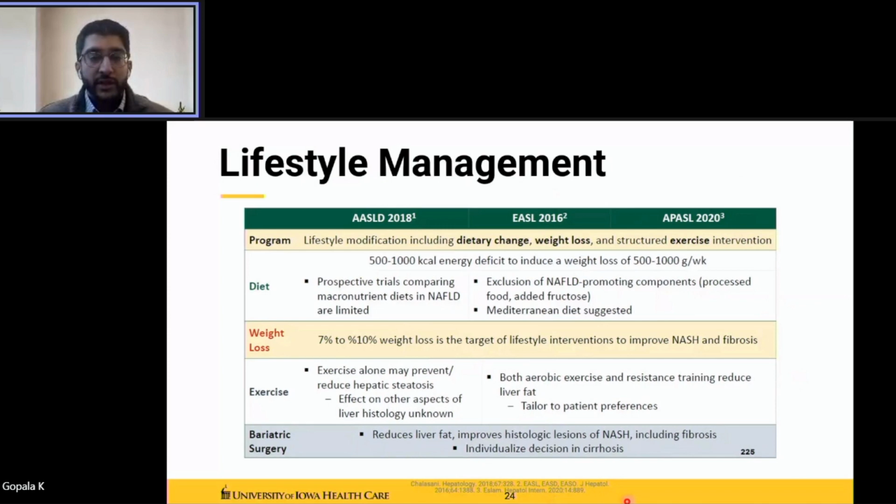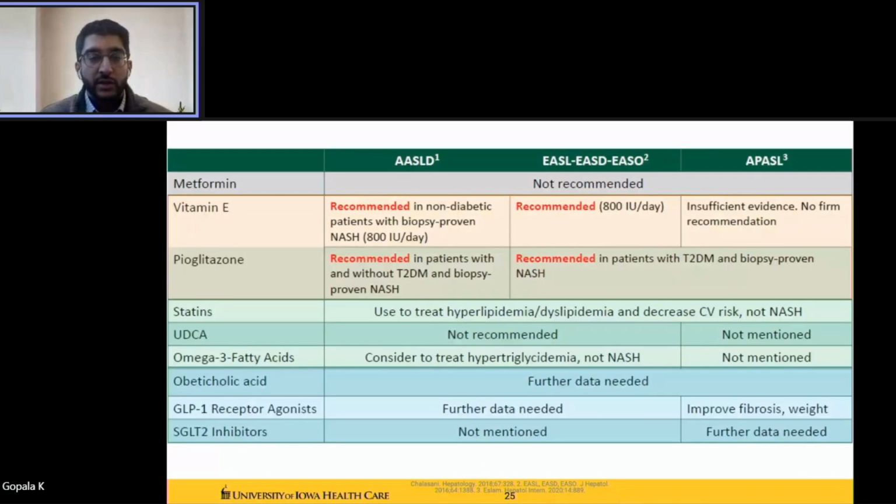So in terms of medications, these are the society recommendations from 2018. Essentially, if they have NASH, we would recommend vitamin E and pioglitazone, although there's a difference between the societies in terms of with and without diabetes, where the AASLD does recommend with and without, whereas others don't recommend without.